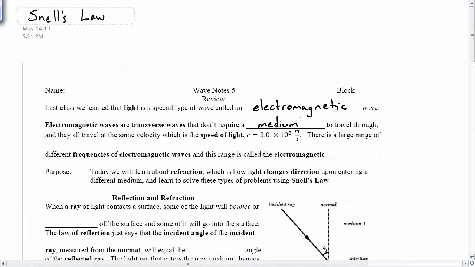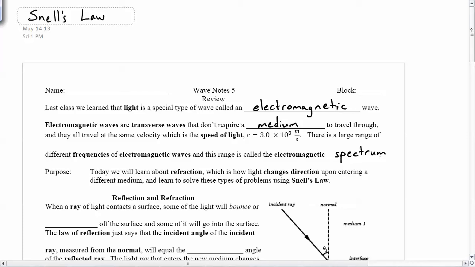They all travel at the same velocity, which is the speed of light, or 3.0 times 10 to the 8 meters per second. And this is the speed limit of the universe. There's a large range of different frequencies of electromagnetic waves, and this is called the electromagnetic spectrum. So today we're going to take a look at refraction, which is how light changes direction upon entering a different medium. We'll learn to solve these types of problems using Snell's law.